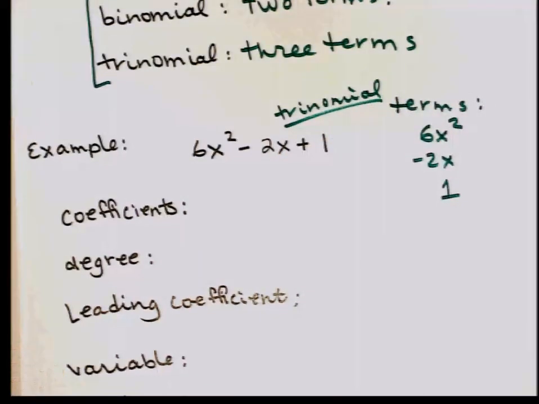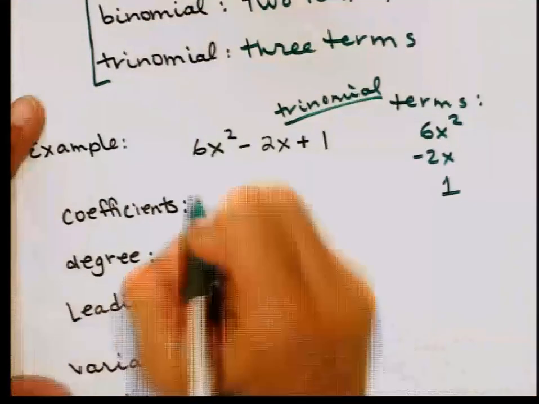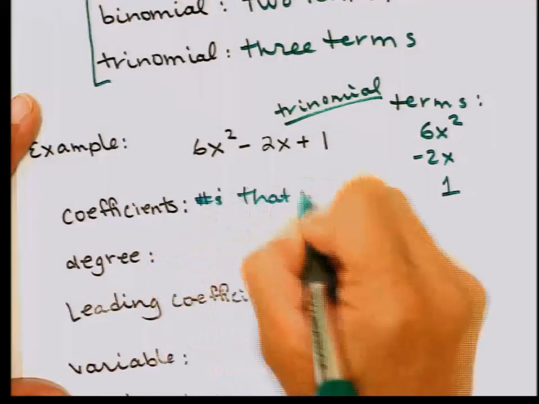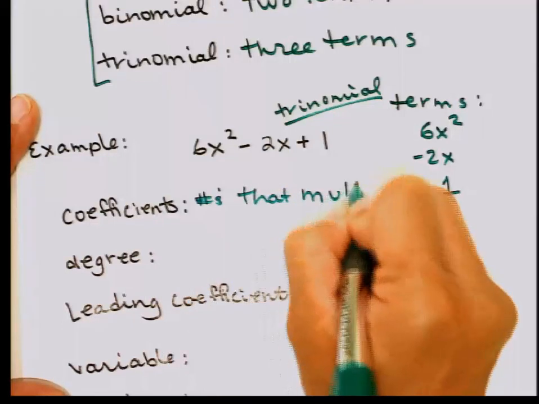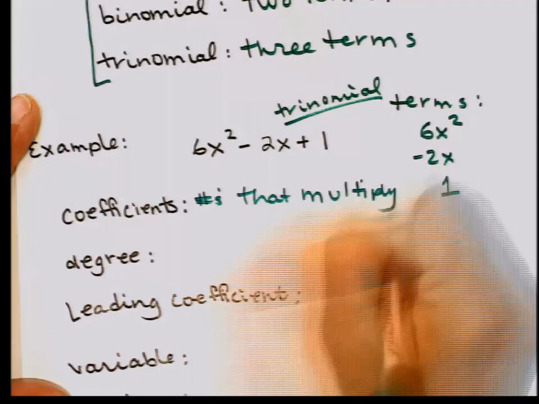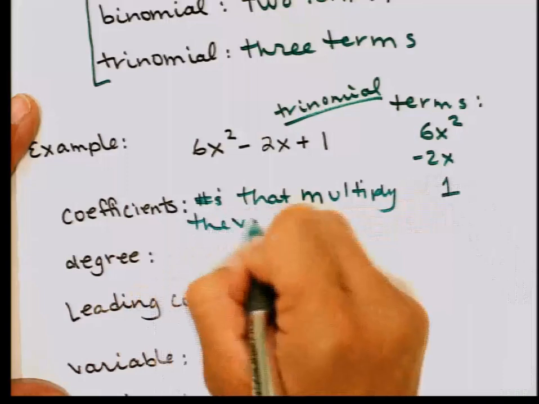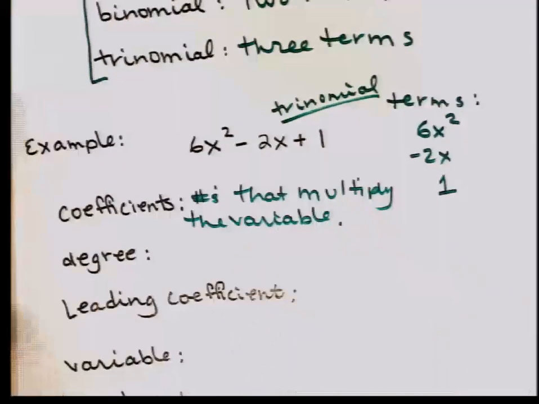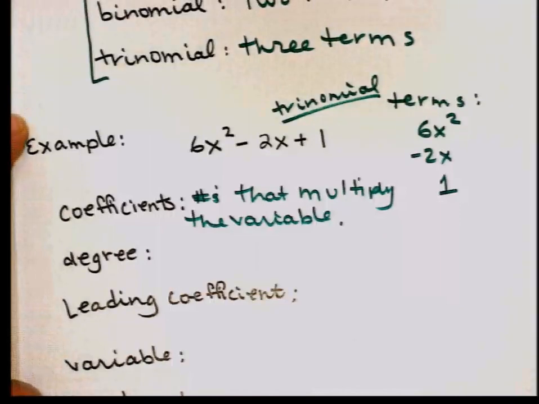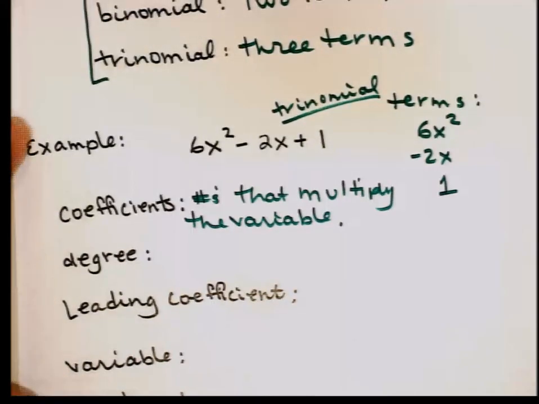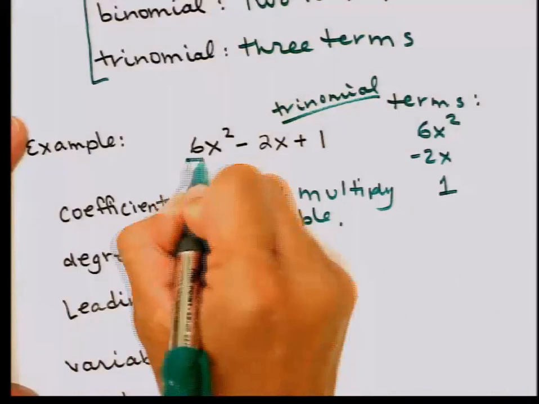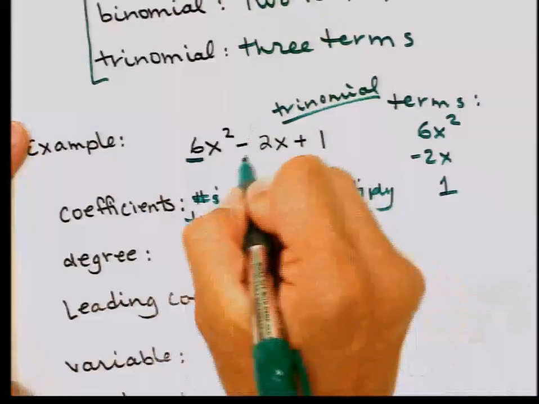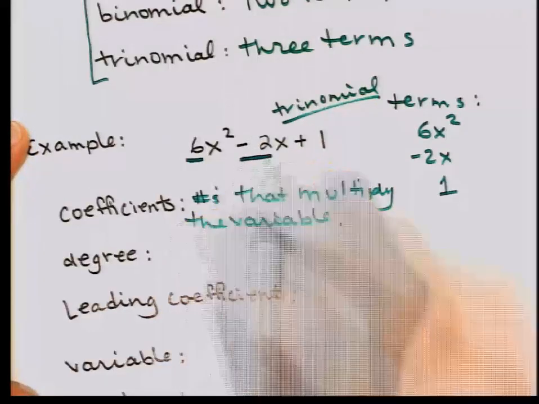So coefficients are the numbers that multiply the variable. So in this particular example, the coefficients are 6. 6 multiplies a variable, and negative 2 is a coefficient.